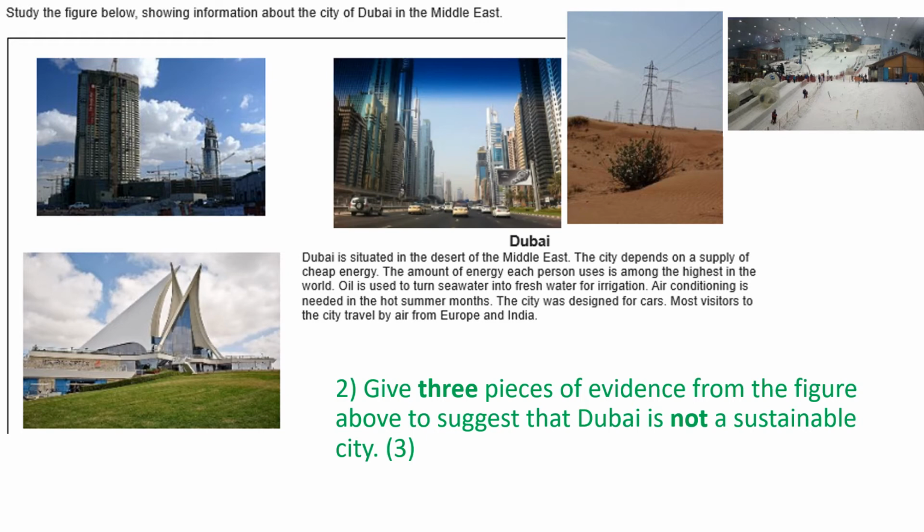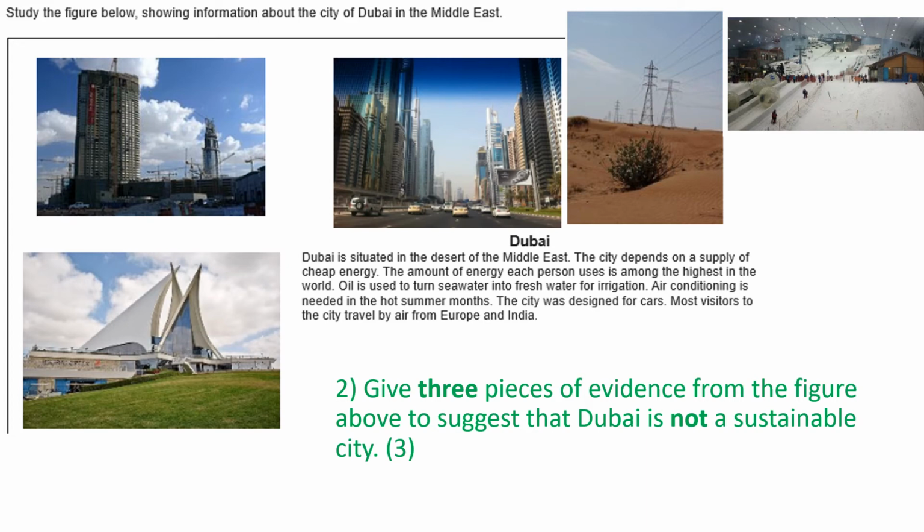The city was designed for cars. Remember? Think about what we said about sustainable living. Sustainable living is riding bikes or walking, isn't it? Or using electric cars. But if it's just designed for cars in general that are burning oil, then it's not sustainable. Most visitors to the city travel by air from Europe and from India. So think about the distances. They're coming from a long way away and they're coming by air on aeroplanes. And think about the energy used in getting a plane up in the air, travelling all those distances, a huge amount. So we're looking for 3 pieces of evidence.